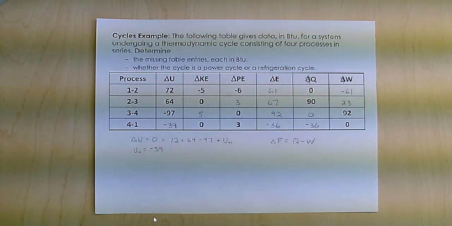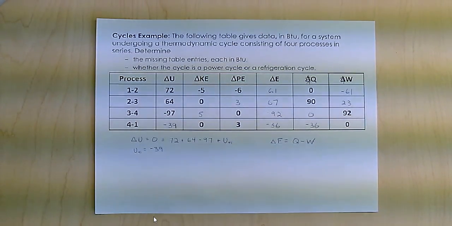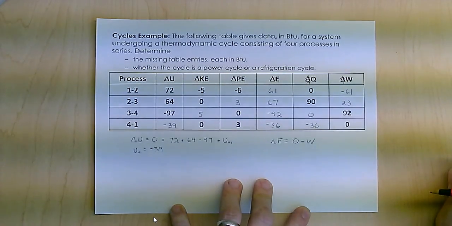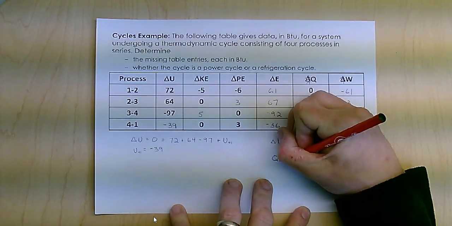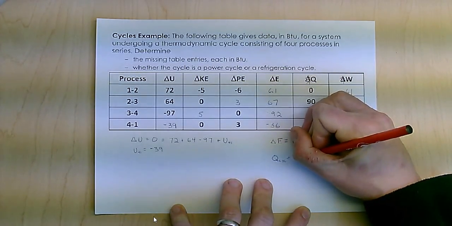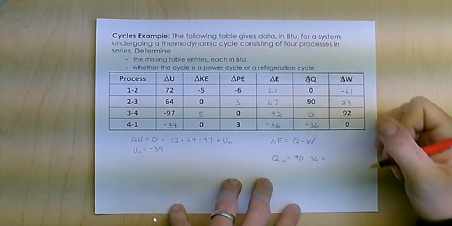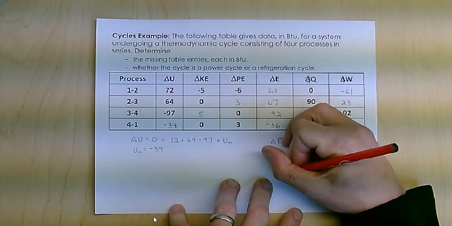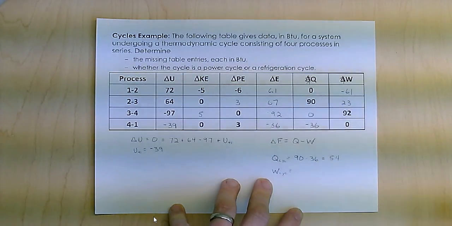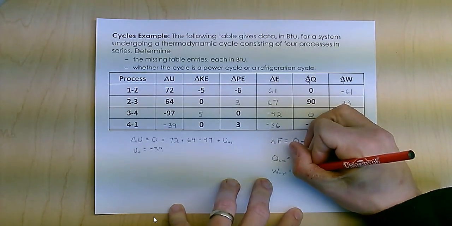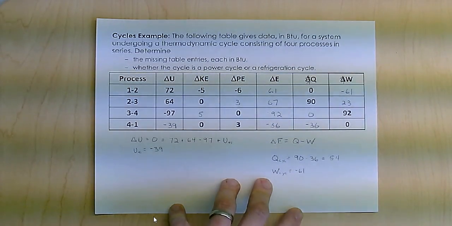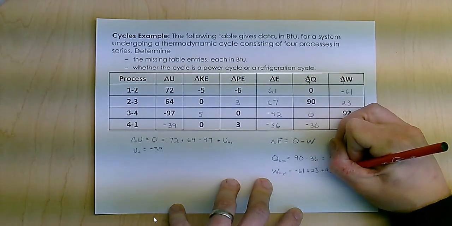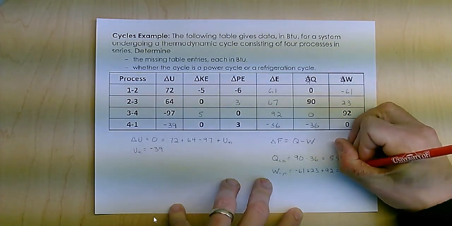Now, the last check I can make, and why don't I go ahead and do this because I guess I need it for the answer, is I can basically prove that Q of the cycle equals work of the cycle. Okay, so Q of the cycle is basically 90 minus 36, which would be 54, if my math is correct. And I should get the same thing for the work of the cycle, okay, which is going to be minus 61 plus 23 plus 92, which also equals 54.